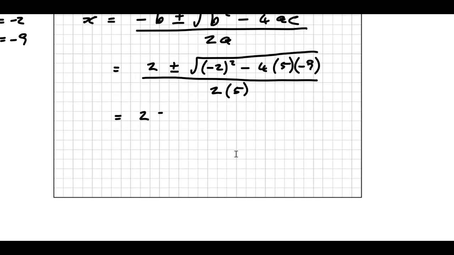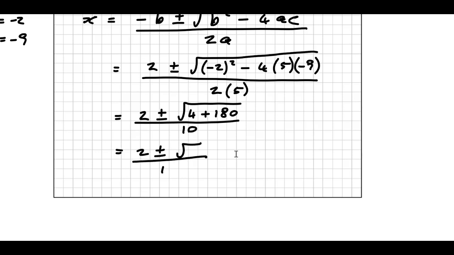So let's see, we have 2 plus or minus the square root of minus 2 squared, which is plus 4. Minus times minus gives me plus. So 4 5s are 20, and then 20 times 9 is 180. Divide that by 2 5s, 10. So that's 2 plus or minus the square root of 4 plus 180, 184. So these are our two answers now.